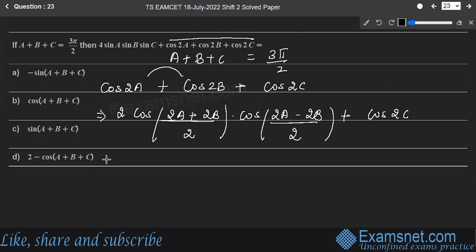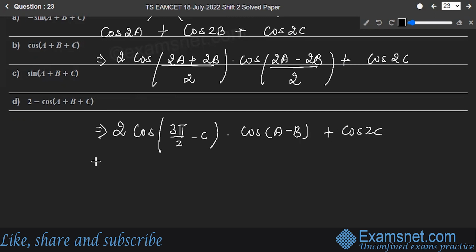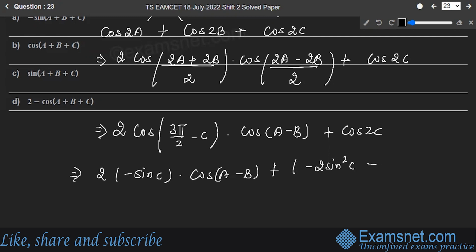plus cos 2C. So see, 2 will cancel from here. 2 will be taken common. A plus B, I'll be left with 2 cos (A plus B). So cos (A plus B) can be written as cos (3 pi by 2 minus C) into cos (A minus B) plus cos 2C. Cos (3 pi by 2 minus C) is actually equal to minus sin C into cos (A minus B). Okay, cos 2C can be written as minus 2 sin square C plus 1.